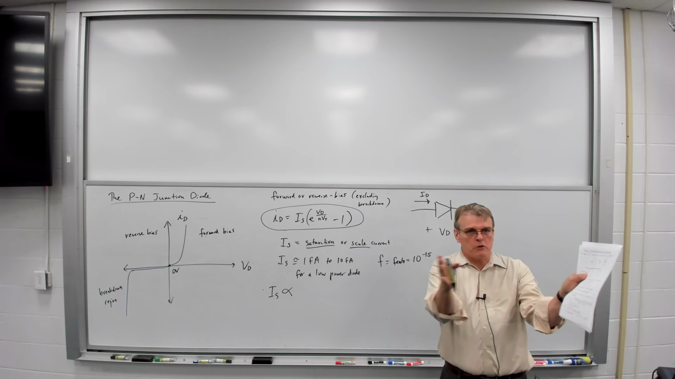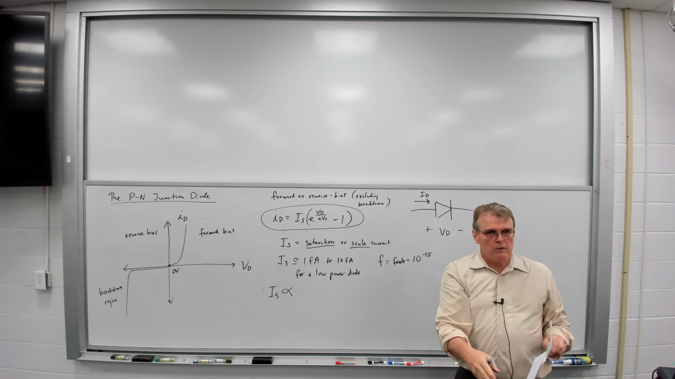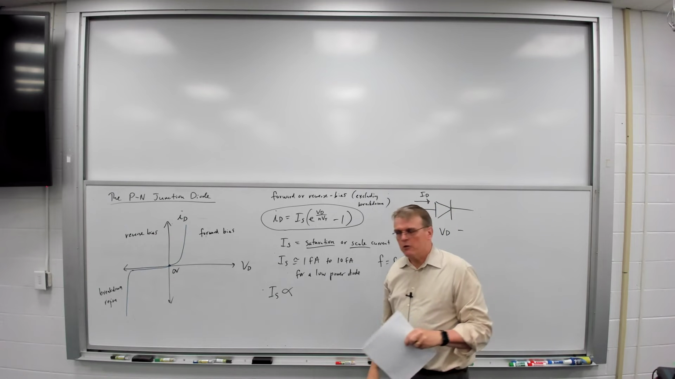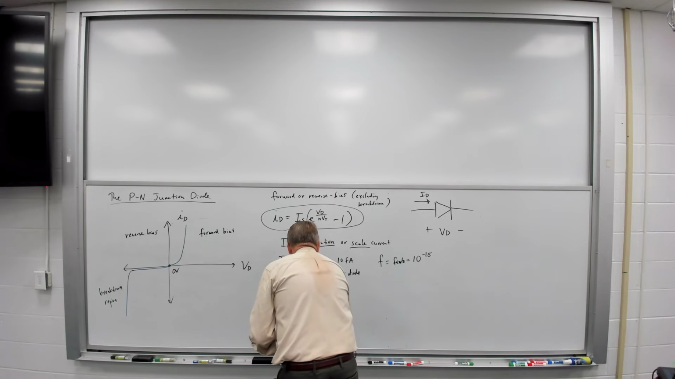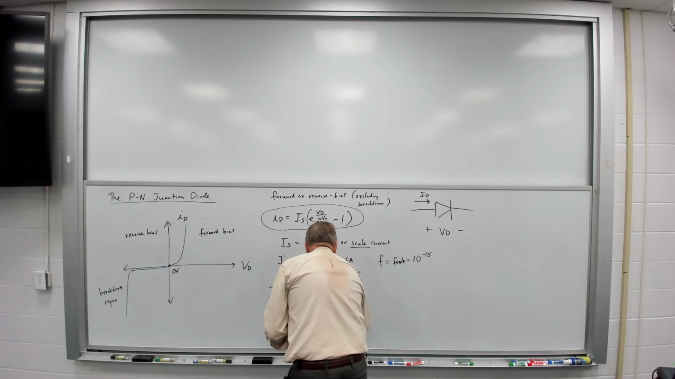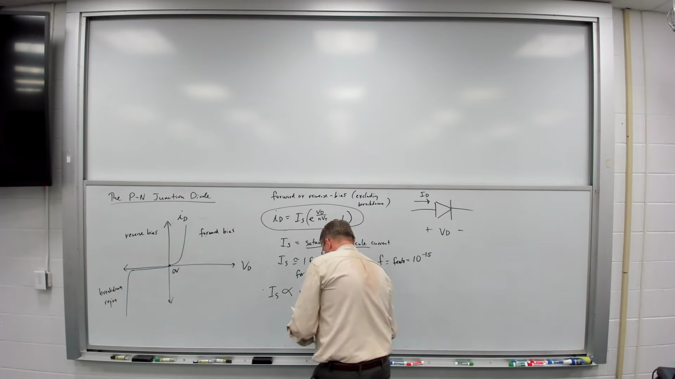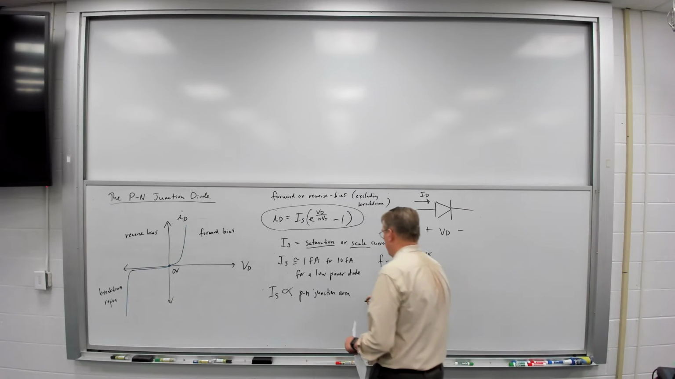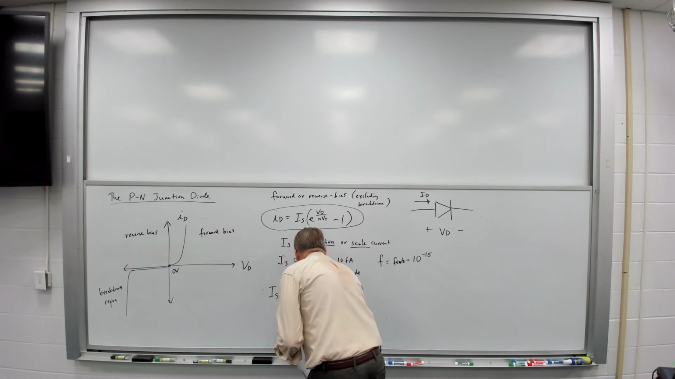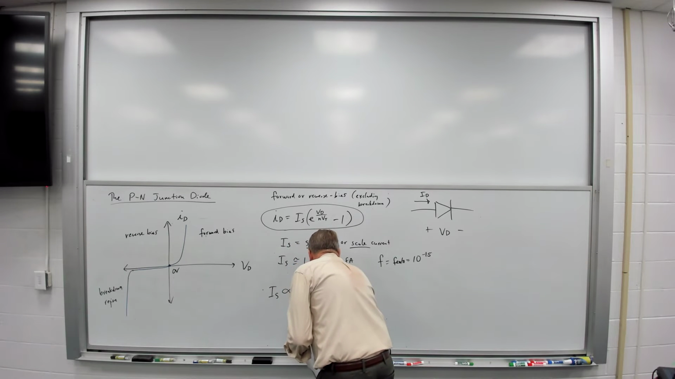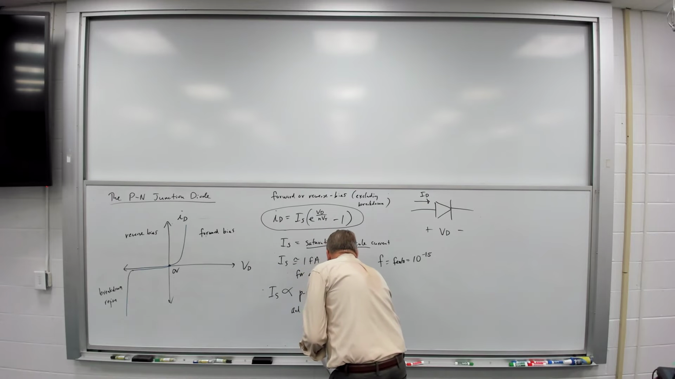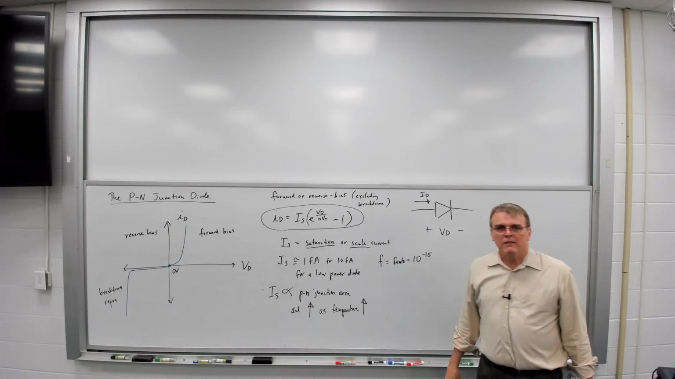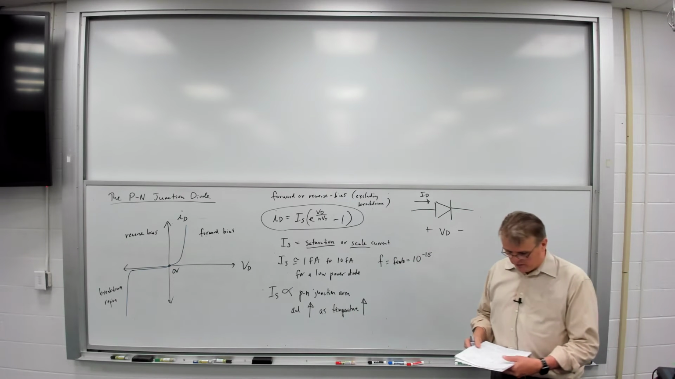Remember how the p and the n junctions merged together and created that depletion region? Well, it's proportional to that. How much saturation current is how large that area is of that junction. It also increases with temperature. So as temperature increases, the saturation current also increases. It's proportional to temperature.